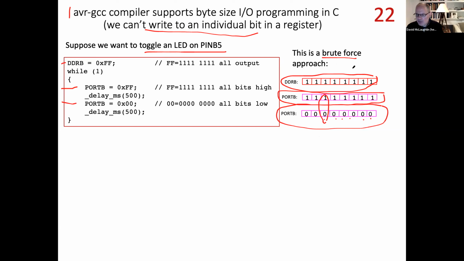Someone wants to know, is there a case when you would change the DDR register while inside the loop? Yeah, there are all kinds of use cases for doing things in lots of different ways, and it depends on the application.